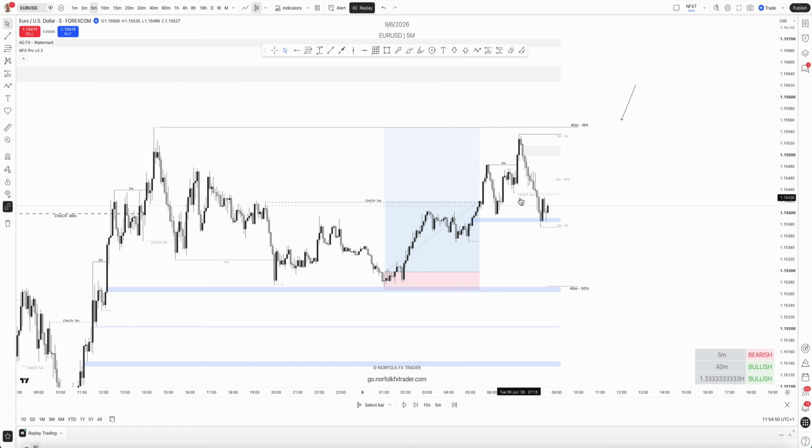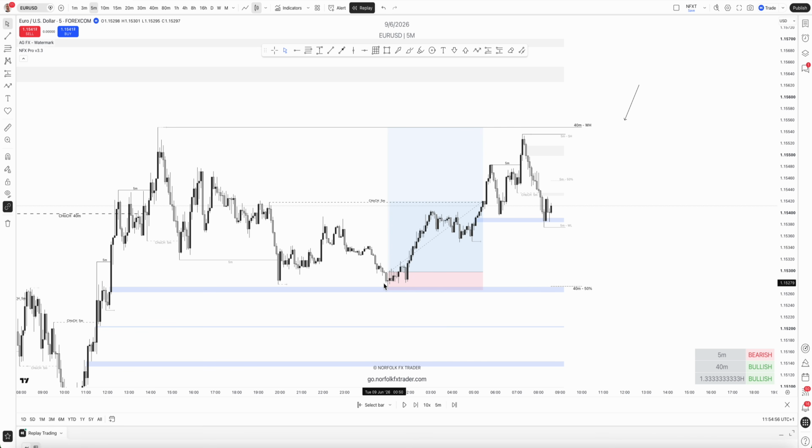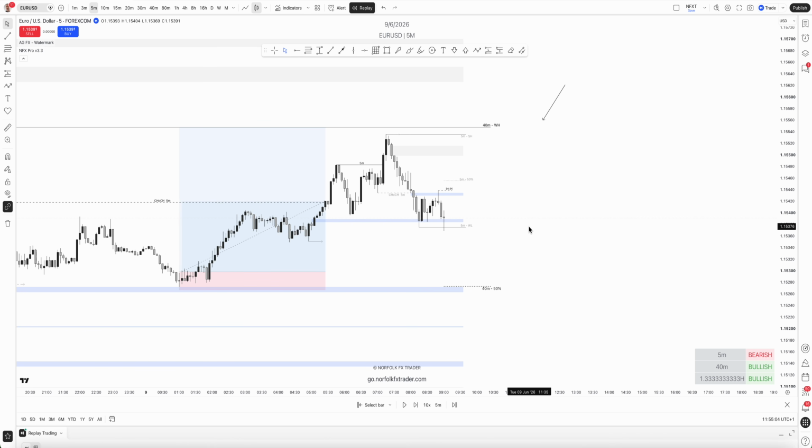Now for me, this is great, because now we're looking again at another sweep of a potential weak low like we saw down here before. So we can now look for the same setup. So let's have a look and see what we get. We're looking for price to want to run down. Look what's happening. Let's zoom in.